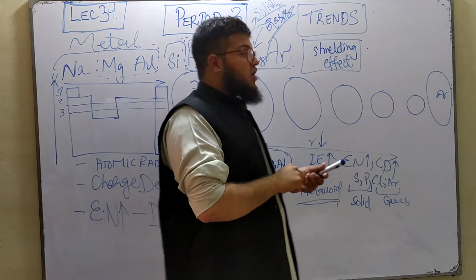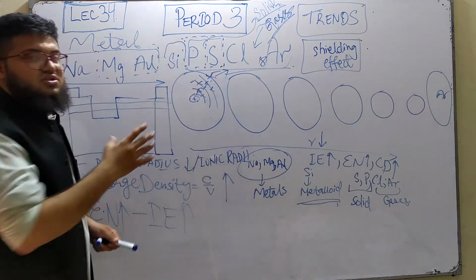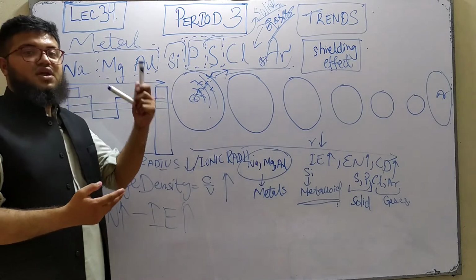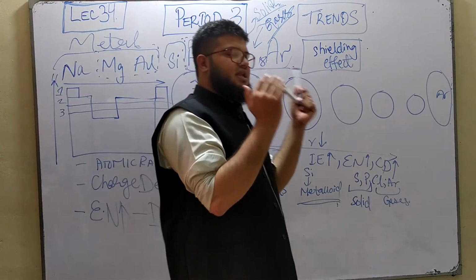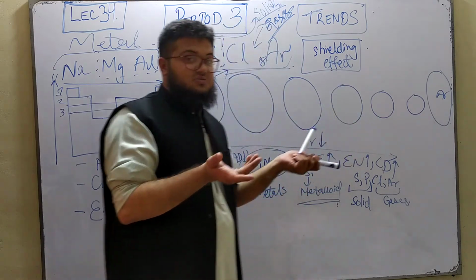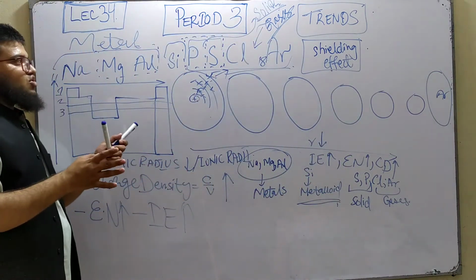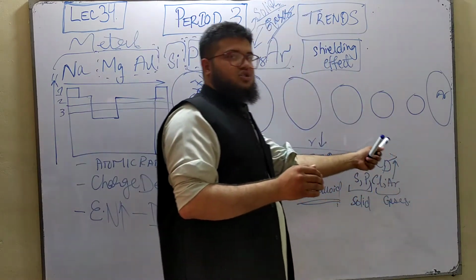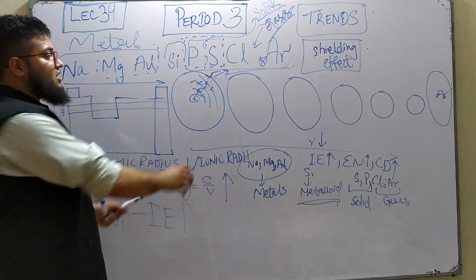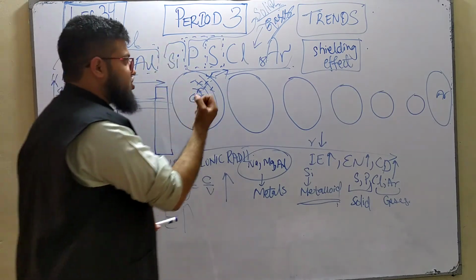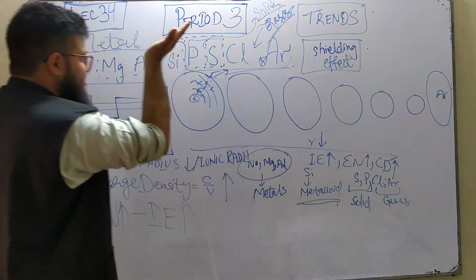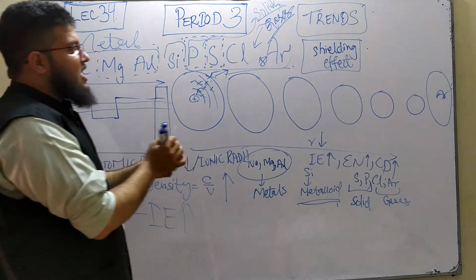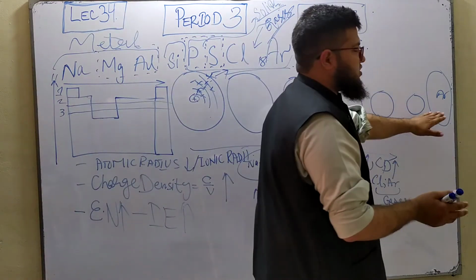Now as we go across the period, the number of inner shell electrons is constant, since you've got a total of 3 shells in every element of Period 3, because the number of shells present in an element is the same as the period number. So the shielding effect is constant. But the proton number is gradually increasing as we go across the period, meaning the nuclear charge, the nuclear attraction, is increasing. Therefore the outer shell electrons are more tightly attracted to the nucleus, and the radius shrinks as we go across the period.